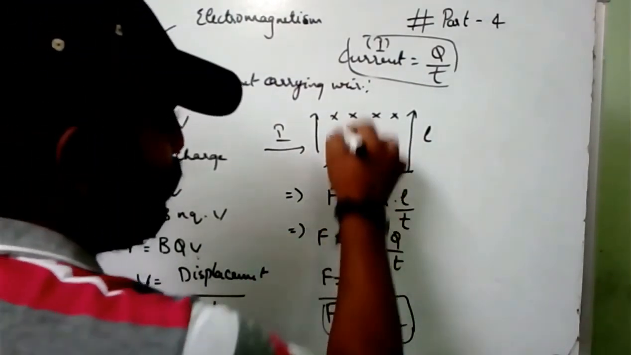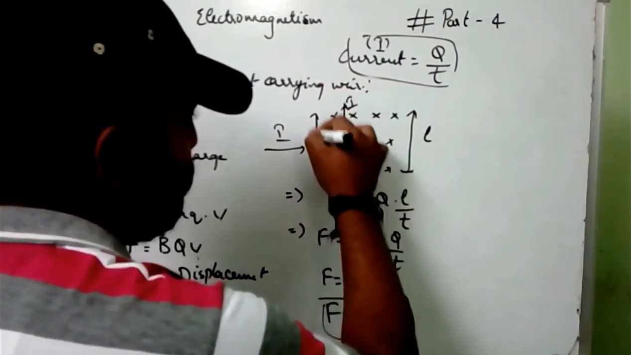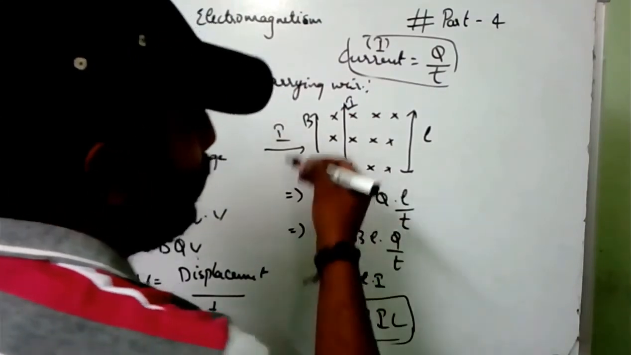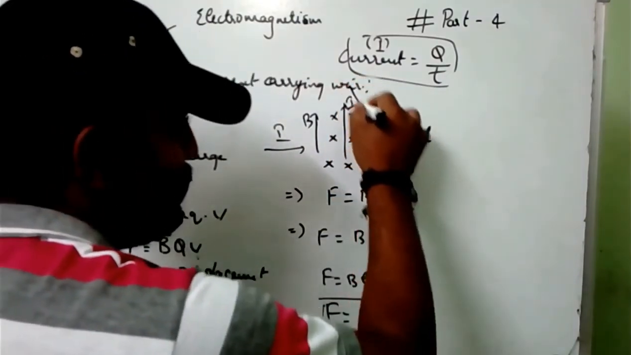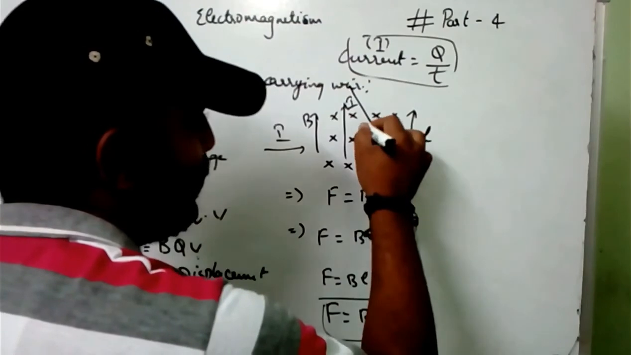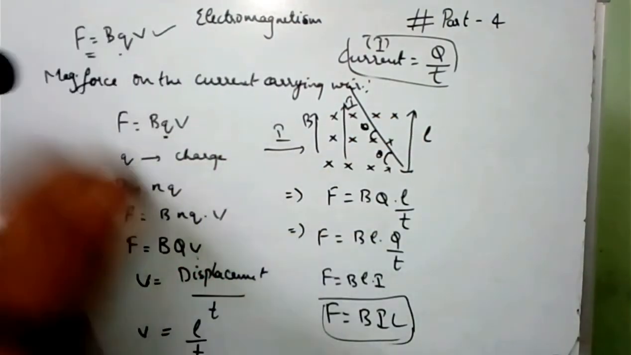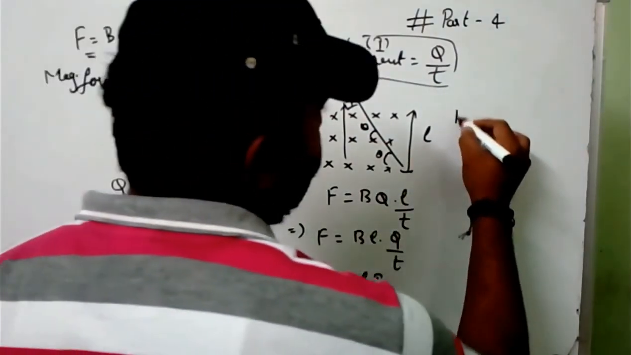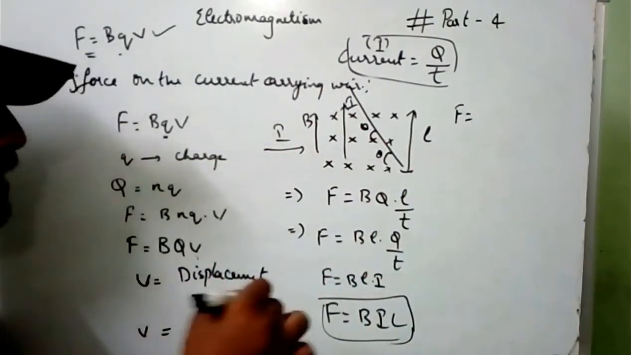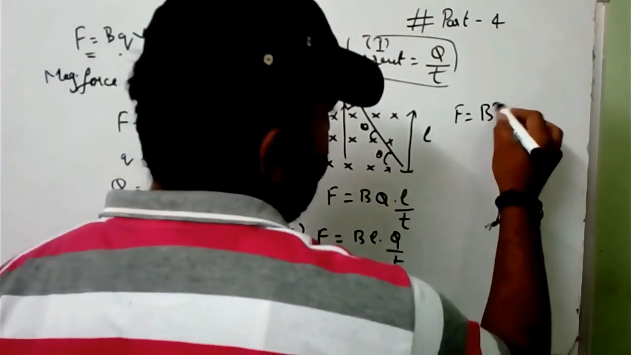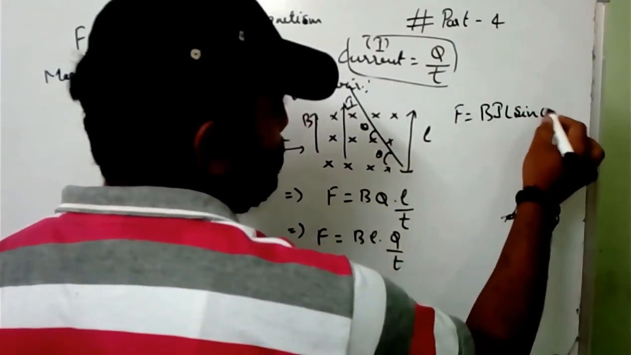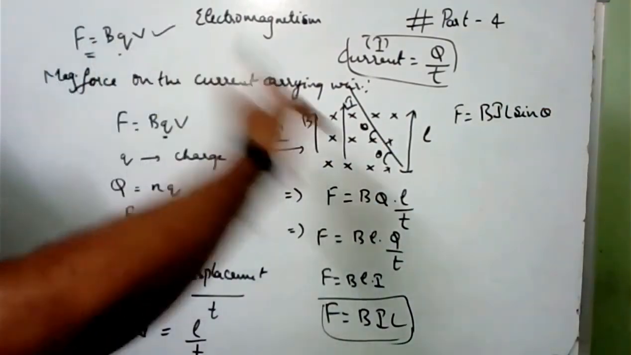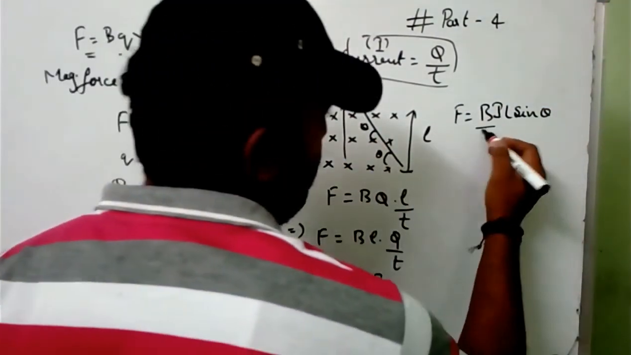Now think that the current is moving parallel to the magnetic field. One more condition: if the current is moving at an angle theta to the magnetic field, then the formula for the effect of force on the current is F is equal to BIL sine theta. Theta tells about the angle made by the current in the field.